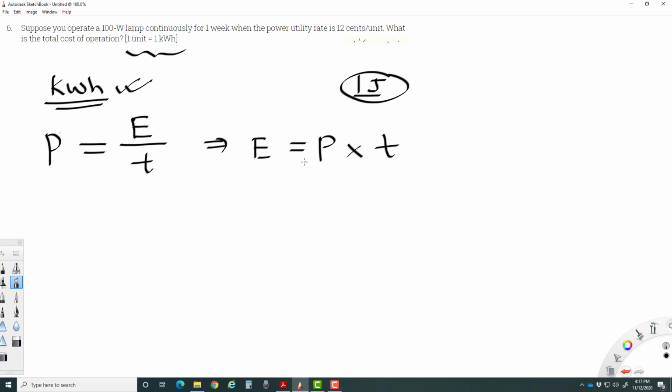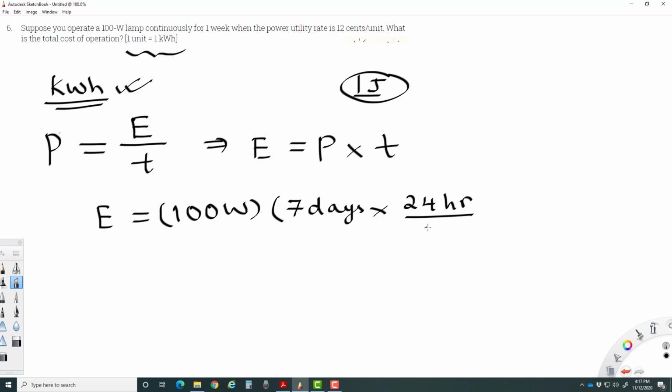Power is 100 watt and time is we are using it for 1 week. That means 1 week has 7 days and each day has 24 hours. So 24 hours over 1 day.